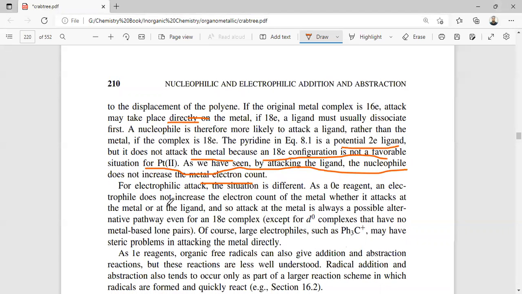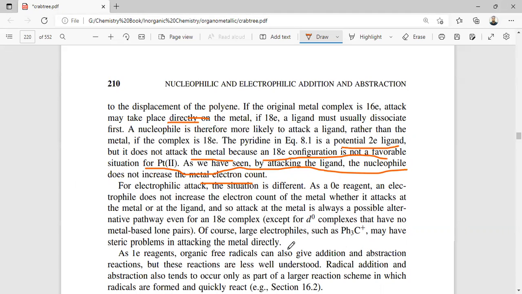So for the electrophilic attack, the situation is different. As a 0 electron reagent, an electrophile does not increase the electron count of the metal. So where is the attack, at the metal or the ligand? Attack at the metal is always possible, an alternative pathway even for the 18 electron complex. Of course, a large electrophile such as Ph3C+ may have steric problems attacking the metal directly.